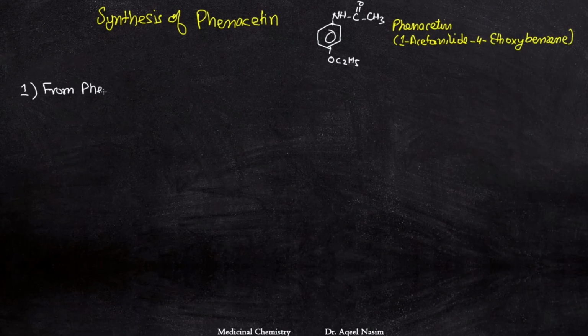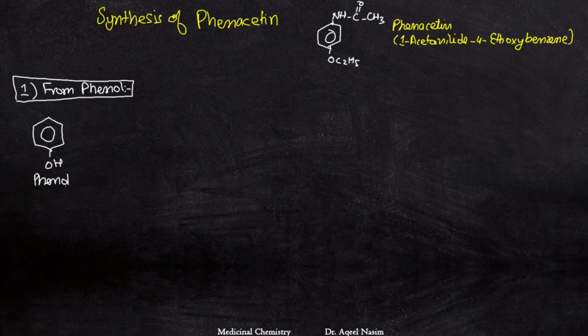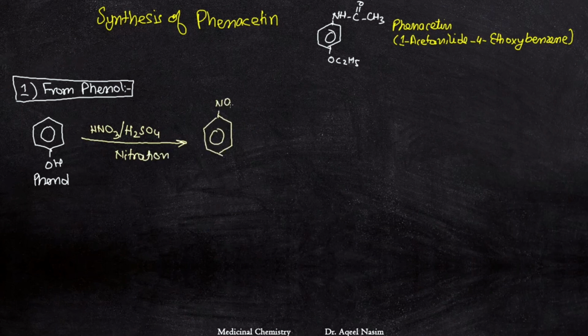Let's discuss the synthesis step by step. What are the normal steps? The pathway from which phenacetin can be synthesized is from phenol. Here is the structural representation of phenol. This phenol undergoes nitration in the presence of HNO3 or H2SO4, and the resultant compound will be para-nitrophenol.